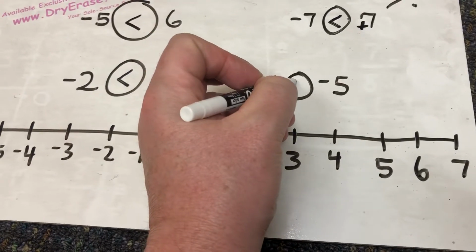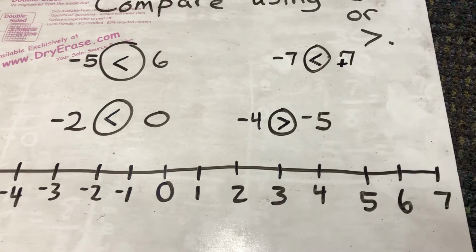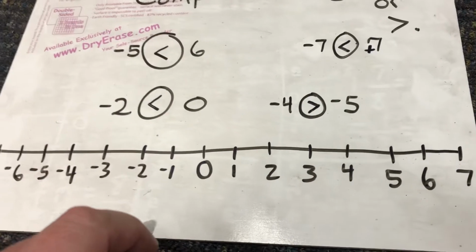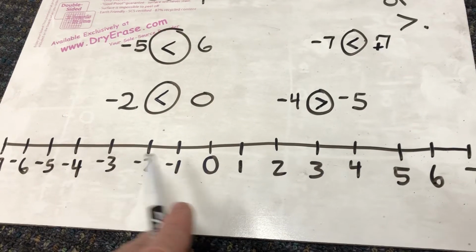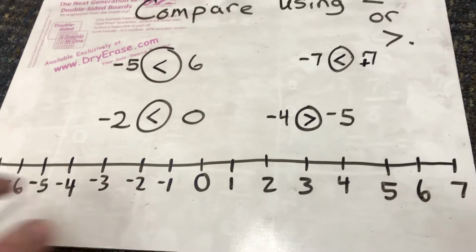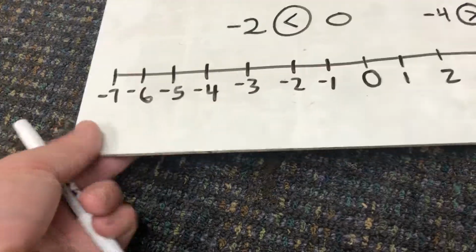So that's the idea behind comparing negative numbers. Negative 4 is actually a bigger number than negative 5. Another way to think about it is it's closer to 0 on the number line. If both numbers are negative, whichever one is closer to 0 on the number line, that's going to be the bigger number. All right, now, moving right along.